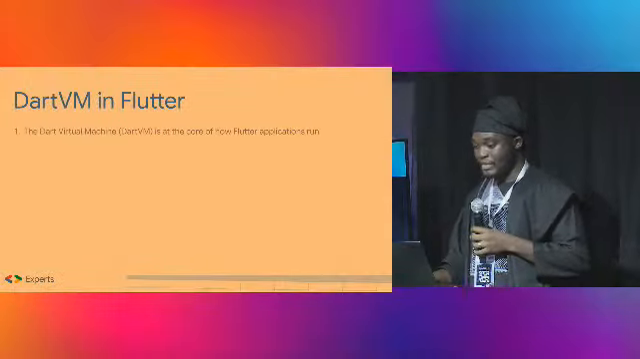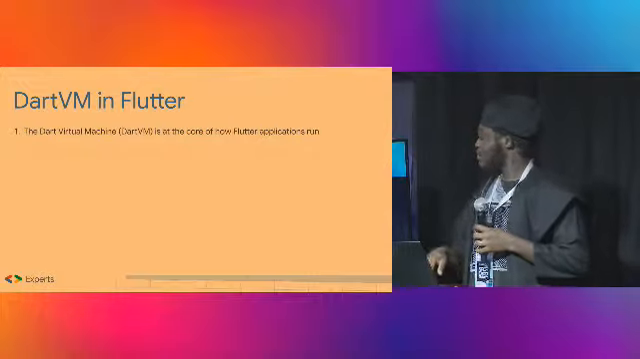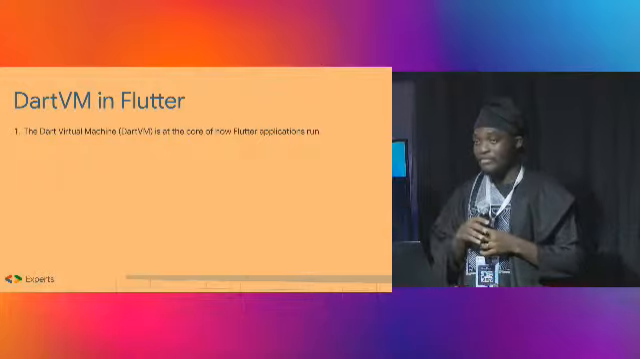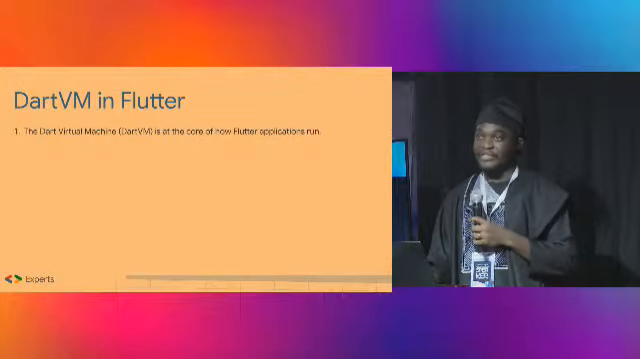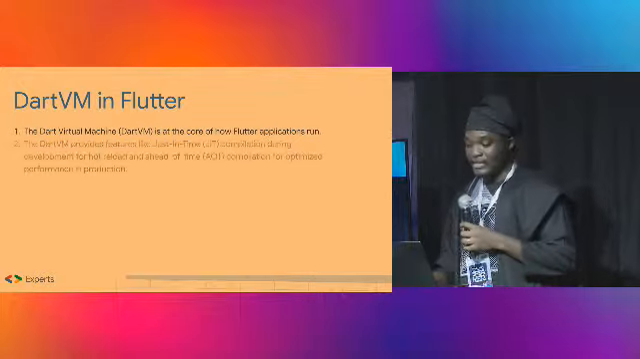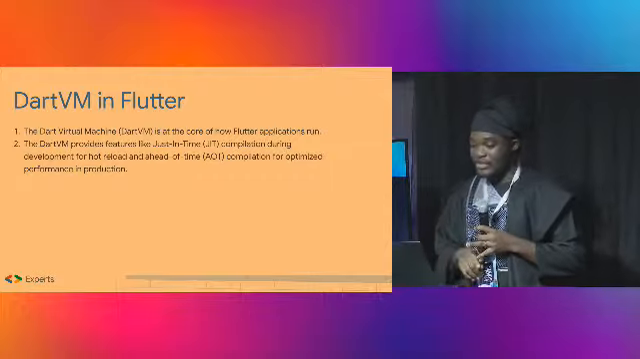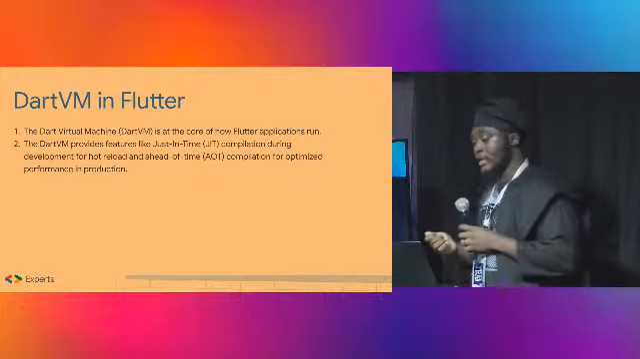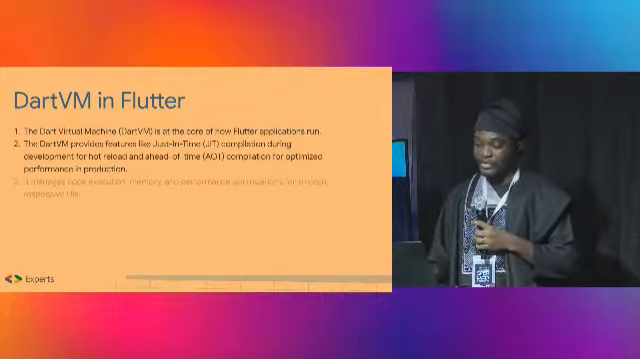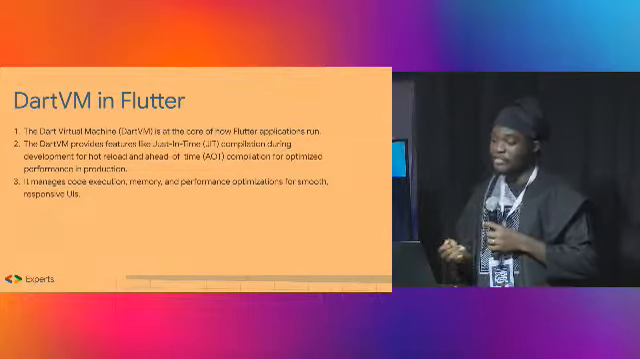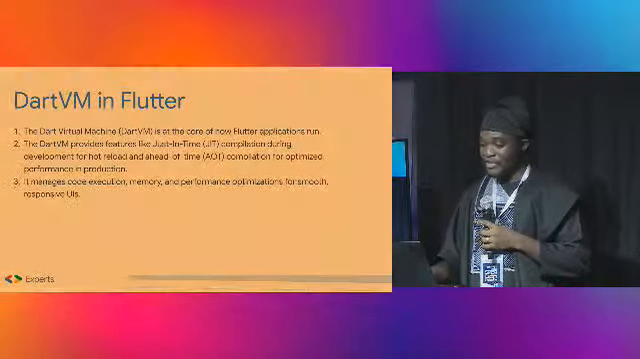So, conclusions. The Dart VM in Flutter is the core of how our Flutter application runs. Without the Dart VM, your app will not run. The VM provides features like the JIT during development for hot reload, and the AOT, like we've discussed before, for optimized performance in production. It manages code execution, memory, and performance optimization for a smooth and responsive UI.